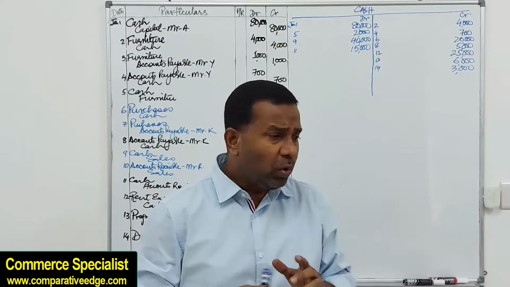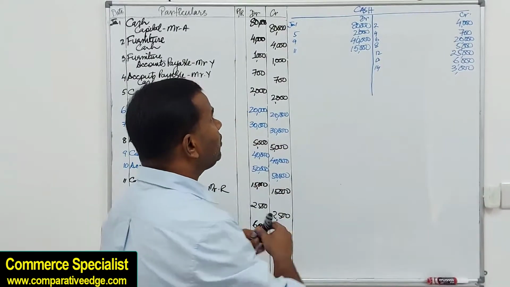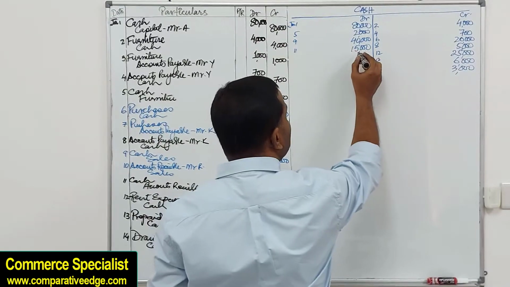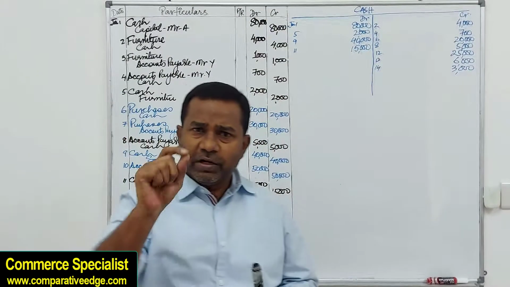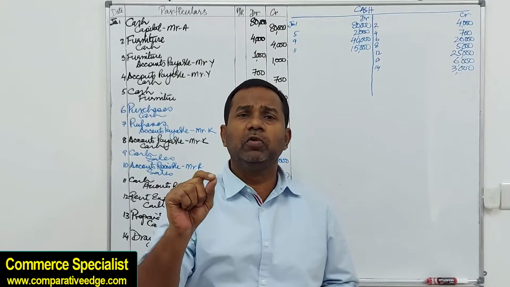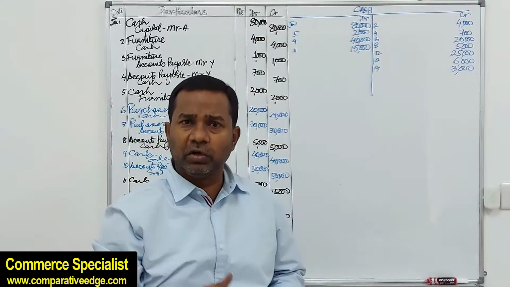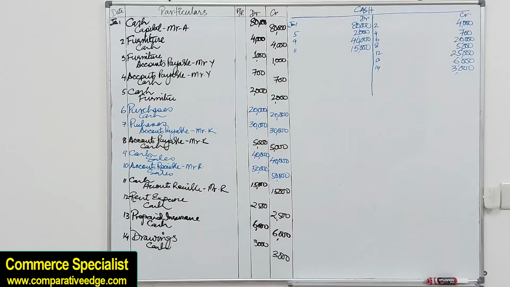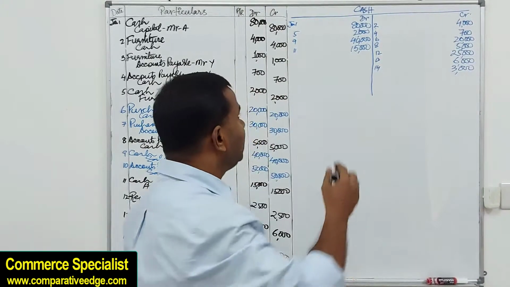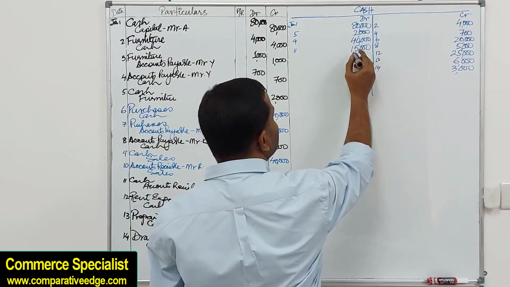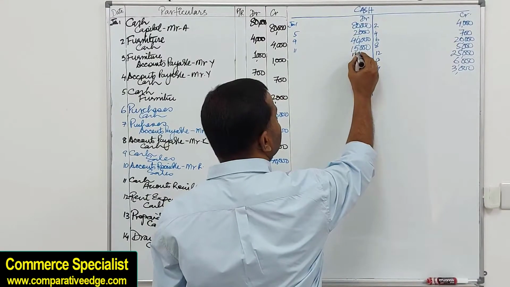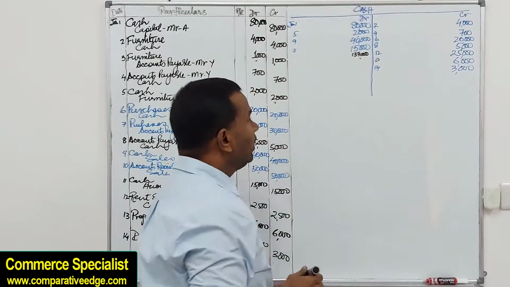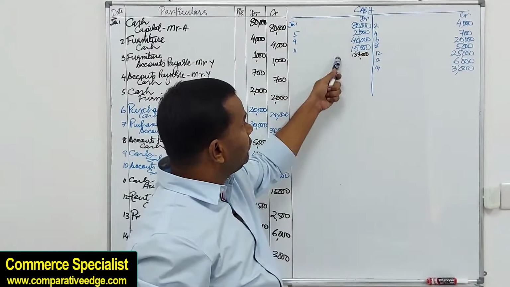Now what we're going to do is add all these and do a small total here. And we write it very small. We call it footing, F-O-O-T-I-N-G, footing. Footing is the rough total. So if I use my calculator and total the debit side, it is 137,000. So I'm writing it here, 137,000, the total of the debit side, all these amounts.